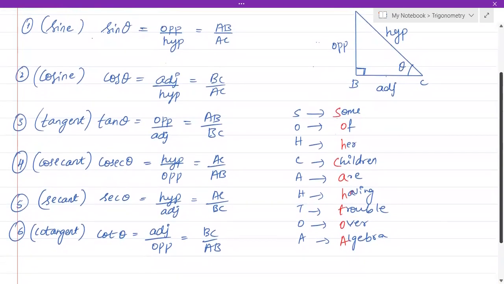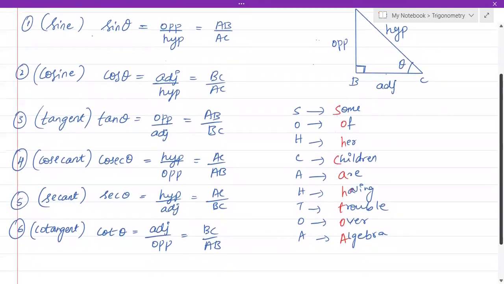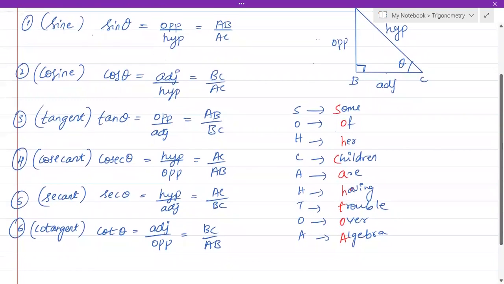These 6 ratios you have to memorize. If we solve some 10 problems based on this, automatically you will remember the formulas. It's not a big deal. You need not struggle a lot to memorize this. When we start solving problems, when we solve some 10 problems, automatically you will get to know the formulas.